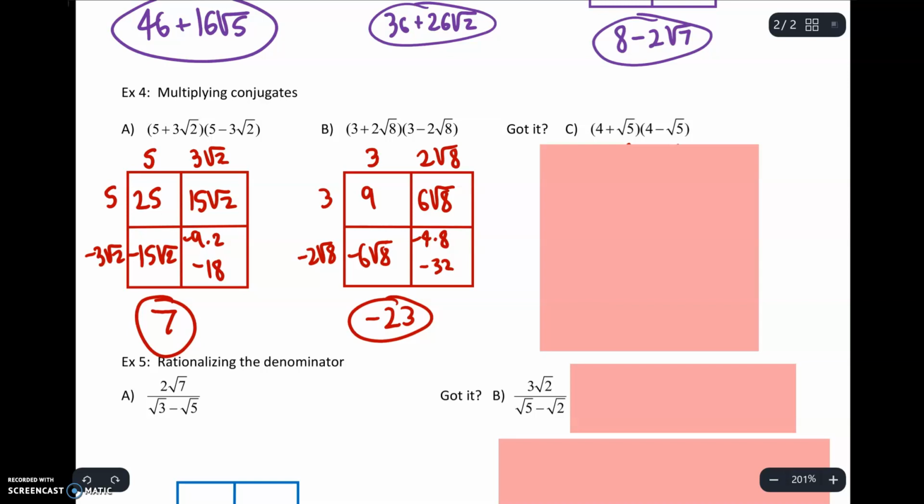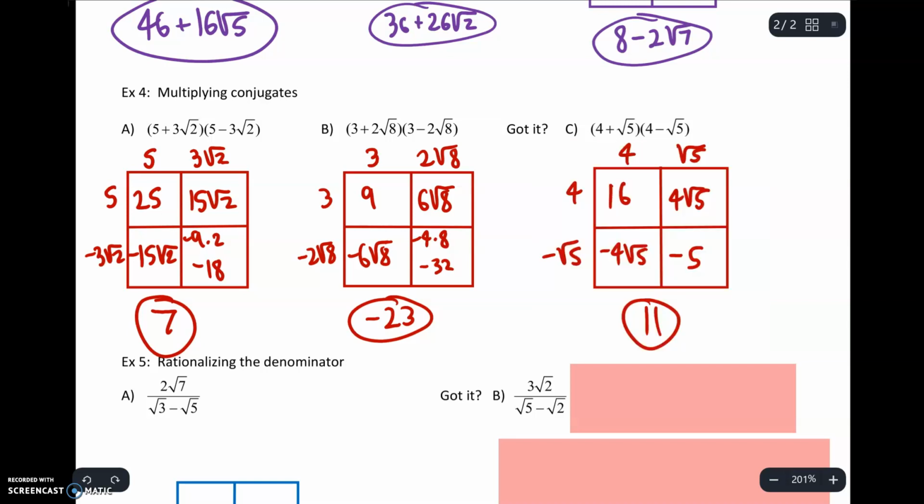Looking at one more example of a conjugate, just start off the same way. 4 rad 5, 4 minus rad 5, just label the outside parts of our box. Multiplying each of our squares, and again, we'll notice that along the diagonals, if I am using a conjugate, we should have the radical portions canceling. Positive 4 rad 5 and a negative 4 rad 5 means that all that we're left with for an answer is going to be that 16 minus 5 to combine to get positive 11.